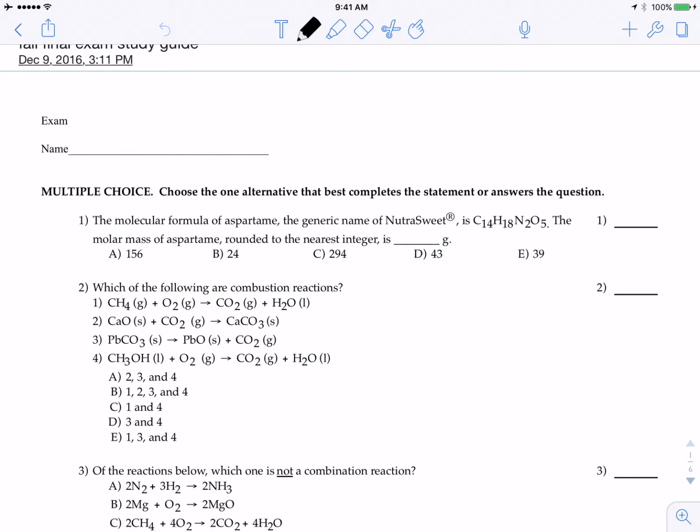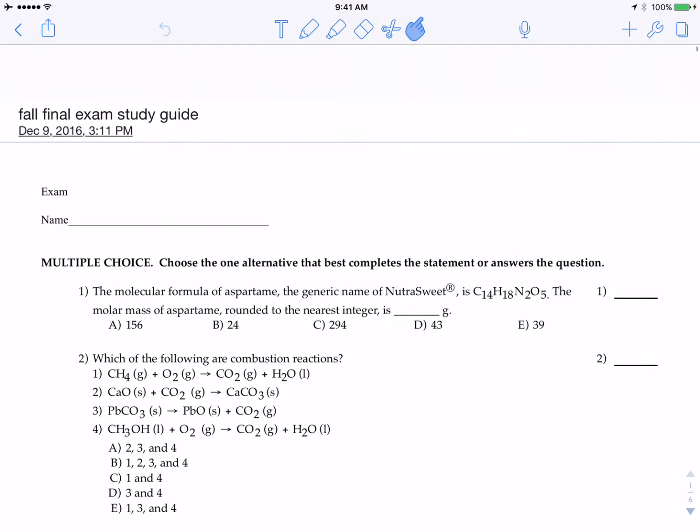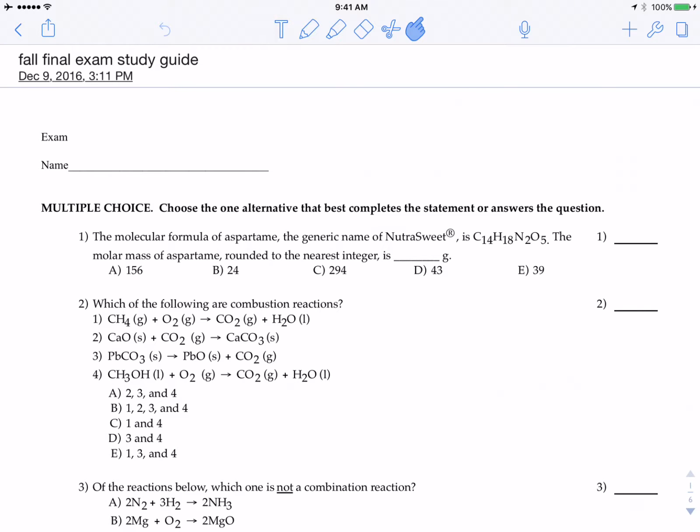Okay, folks, so this is a video on the final exam study guide. I'm going to go through it partially on this page and partially on a different page so I can show you some work. All right, so let's start with number one, the molecular formula. We're looking for the molar mass of aspartame, the artificial sweetener.